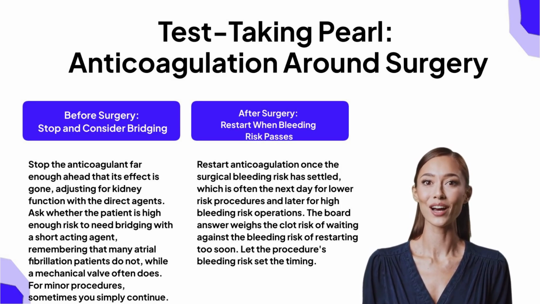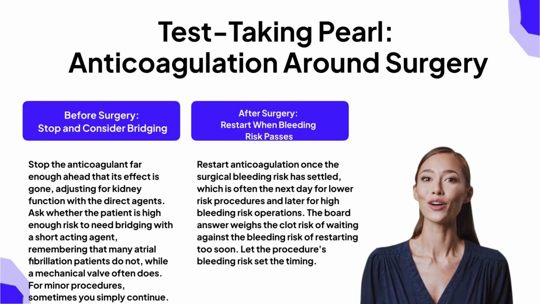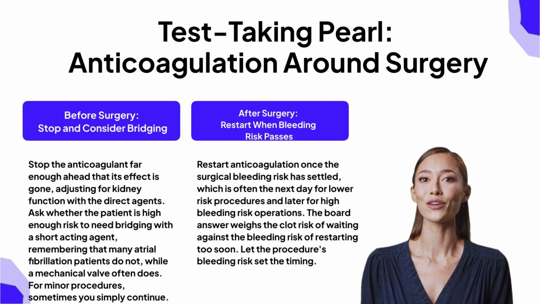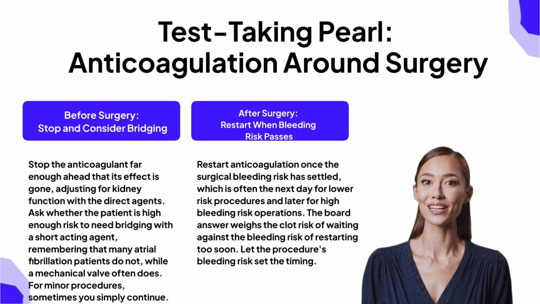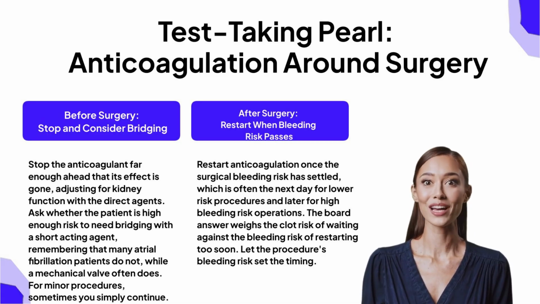Is this patient high enough risk that they need a short-acting bridging agent while the long-acting drug is stopped? Many atrial fibrillation patients do not need bridging, whereas a mechanical heart valve very often does. And for truly minor procedures, sometimes the right answer is simply to continue the anticoagulant.